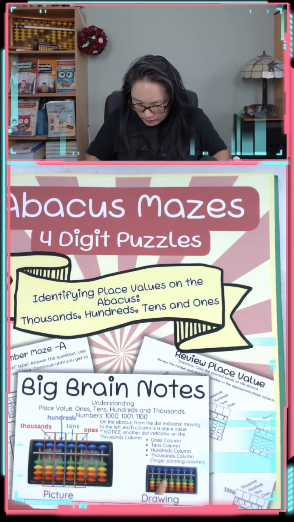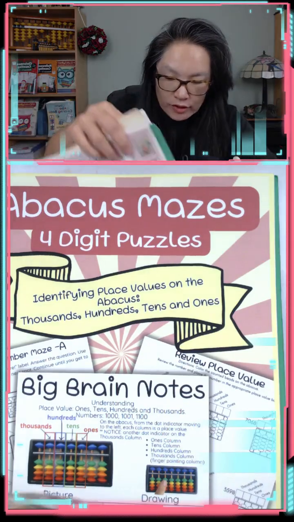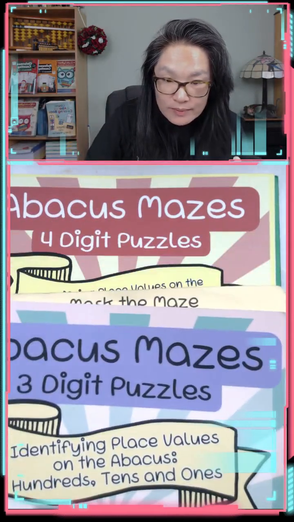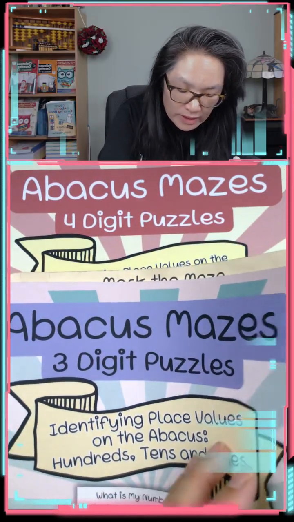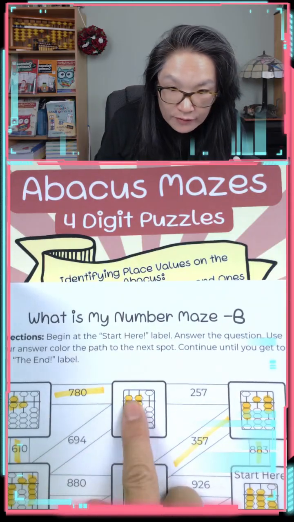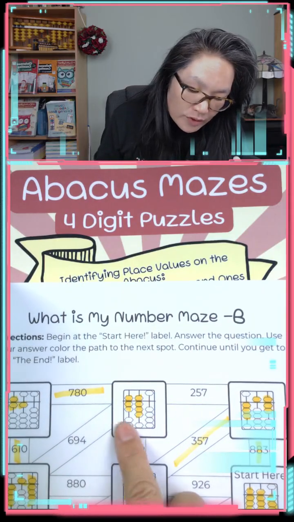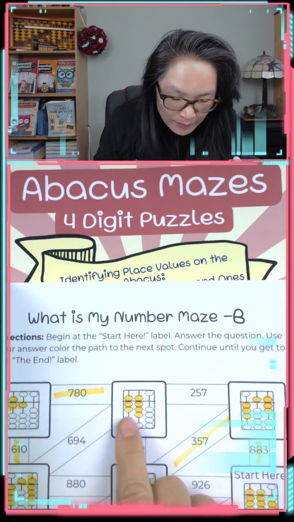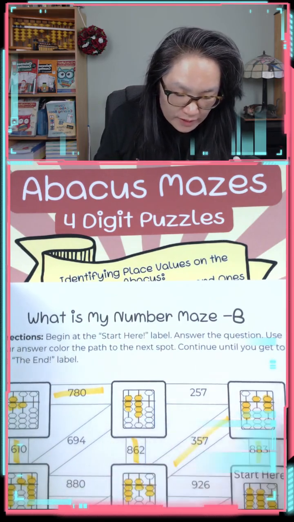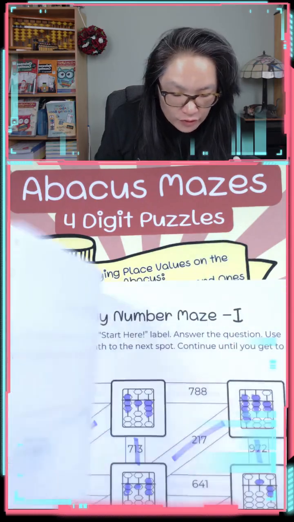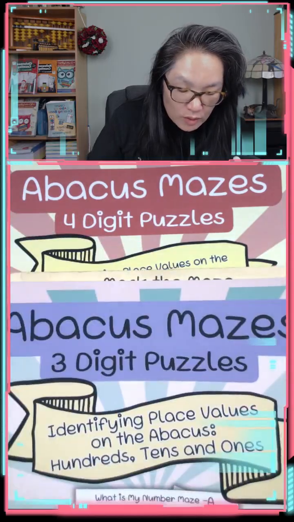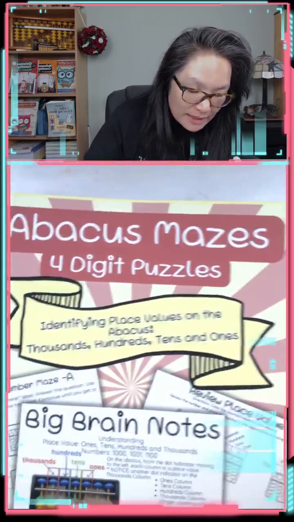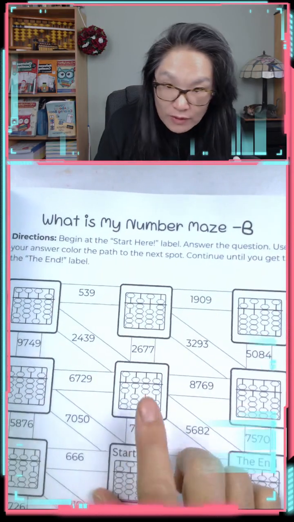So you have a choice of either a 3 digit abacus maze or a 4 digit abacus maze. Now the only difference is the amount of digits, right? So I would be cognizant of whether the 3 digit one is okay. If they already know their 3 digits and it's fine, then you can do the 4 digit. It just means that it's one more digit. So for me it doesn't matter, but that's what a 4 digit looks like.